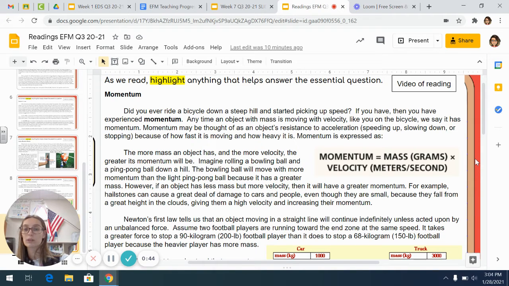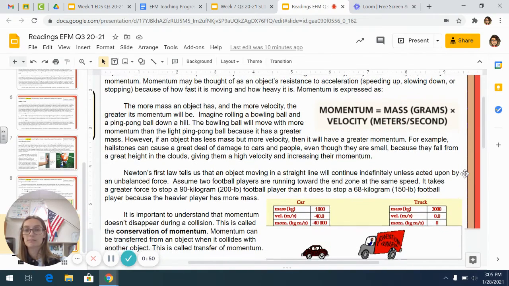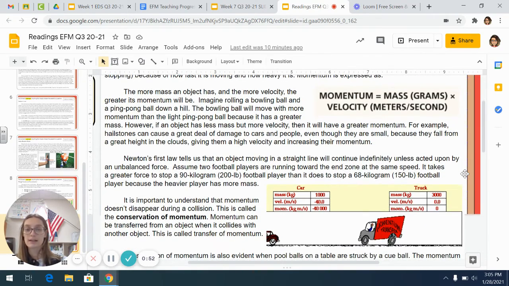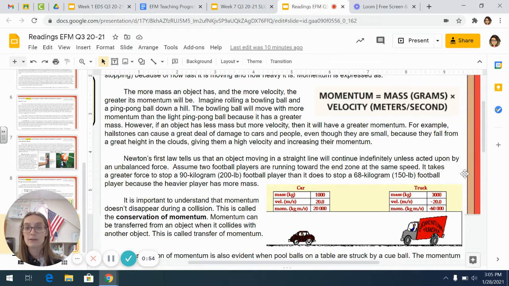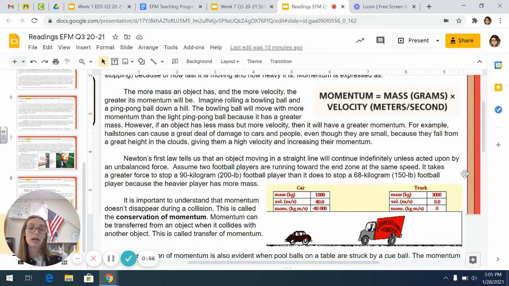Imagine rolling a bowling ball and a ping pong ball down a hill. The bowling ball will move with more momentum than the light ping pong ball because it has a greater mass. However, if an object has less mass but more velocity, then it can have a greater momentum. For example, hailstones can cause a great deal of damage to cars and people, even though they are small, because they fall from a great height in the clouds, giving them a lot of velocity and increasing their momentum.